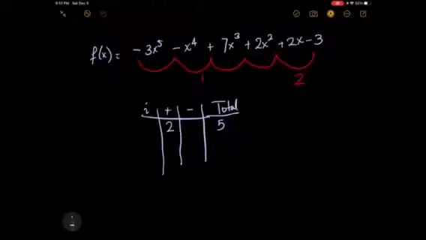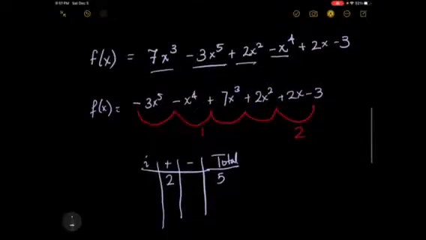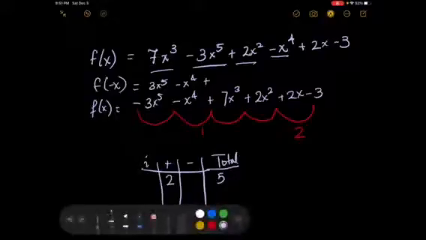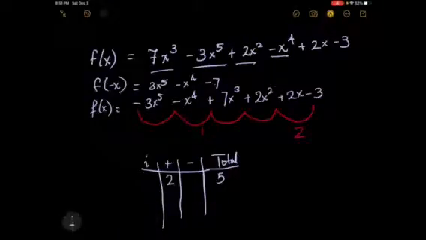All right, now before we figure out the maximum number of negative roots, we should also write down what f of negative x is going to be. Well, f of negative x is going to be negative 3 times negative x to the 5th, which gives me a positive 3x to the 5th, minus x to the 4th, minus 7x cubed, plus 2x squared, minus 2x, minus 3.